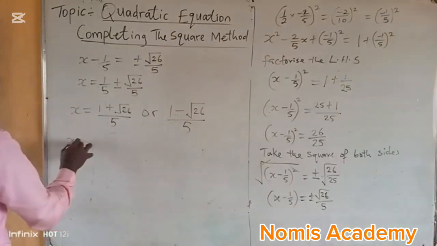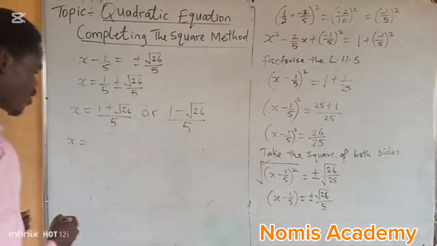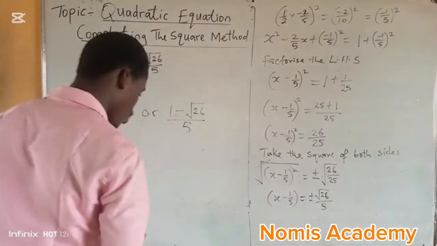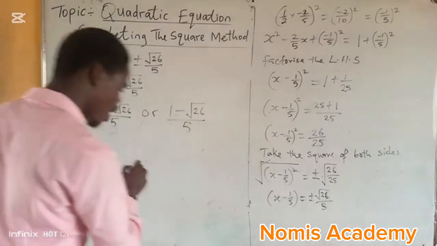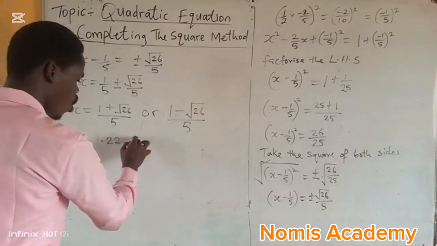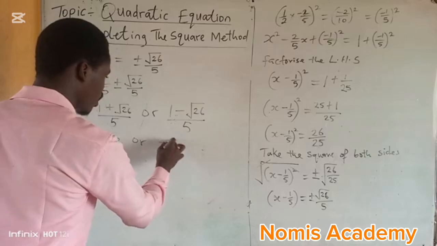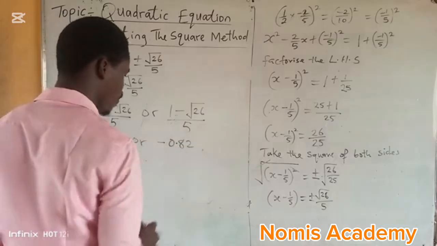So if you go further to solve this with your calculator, you arrive at an answer which is x is equal to 1.22, or x is equal to minus 0.82.